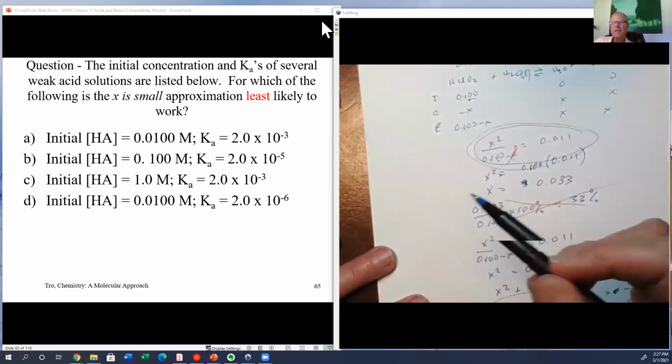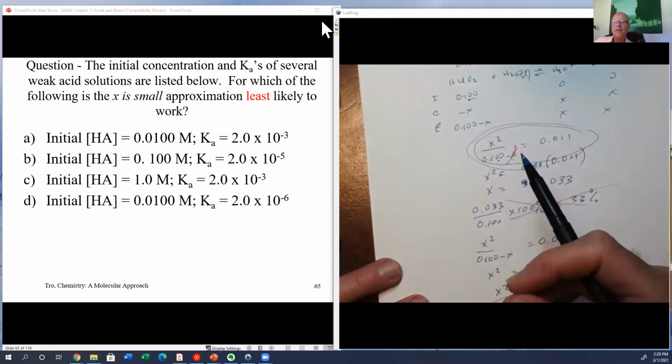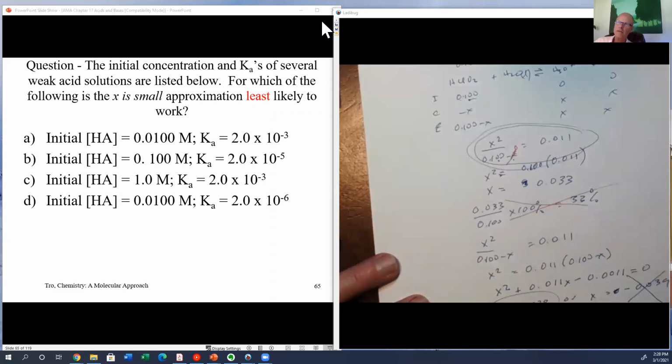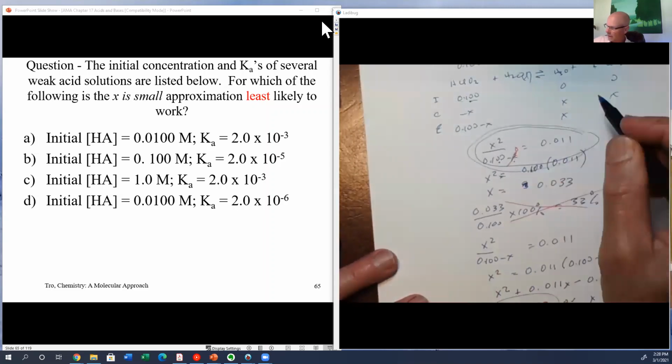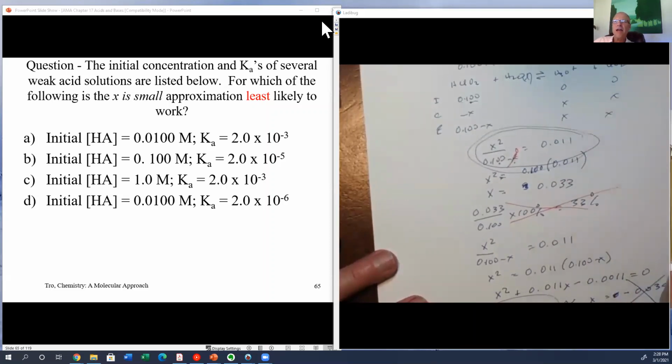So let's think about the x is small approximation for a minute. If I'm weighing myself and I weigh myself with and without a penny in my pocket, is the penny going to make a difference? No, right? Why? Because I weigh a lot more than the penny. So the penny doesn't matter. So what makes the penny small is the value of K, right? The smaller the K, the more likely it is that the x is small approximation is going to work.